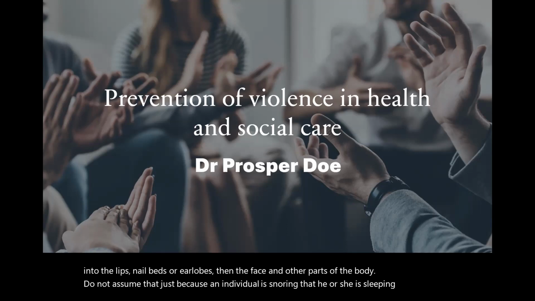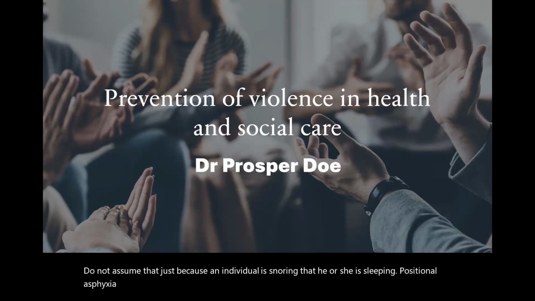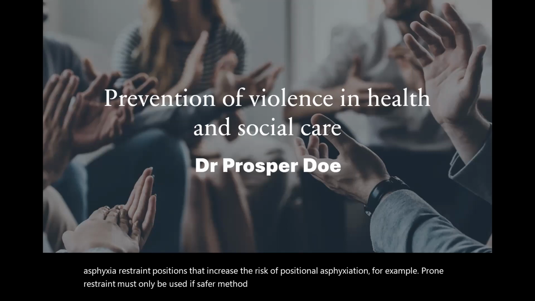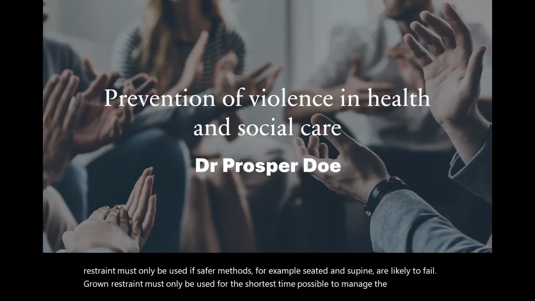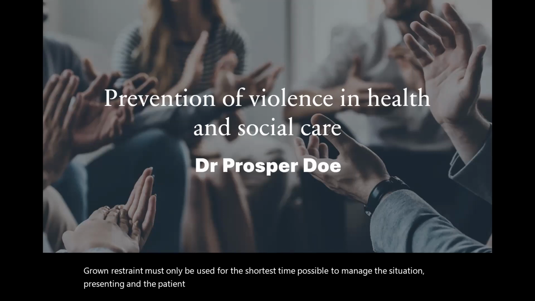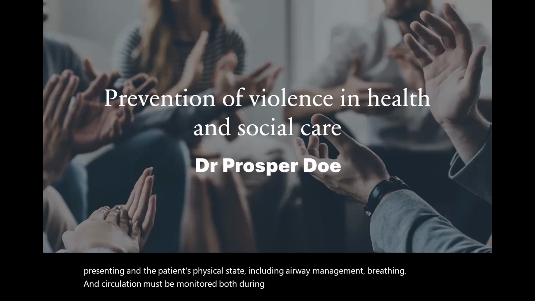Positional asphyxia. Restrained positions that increase the risk of positional asphyxiation, for example prone restraint, must only be used if safer methods, for example seated and supine, are likely to fail. Prone restraint must only be used for the shortest time possible to manage the situation presenting, and the patient's physical state, including airway management, breathing and circulation, must be monitored both during and after such intervention.